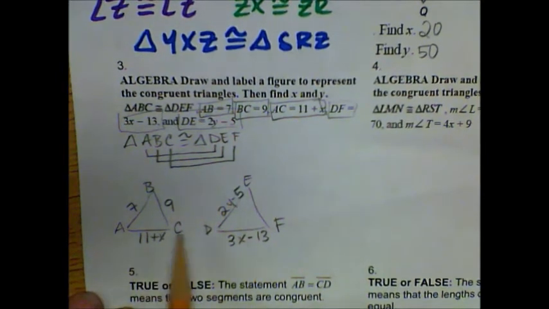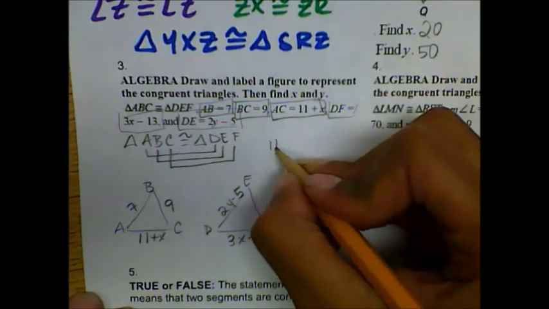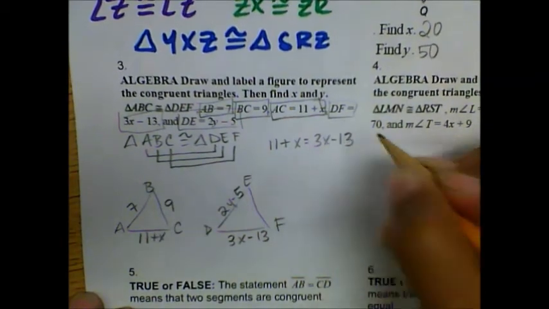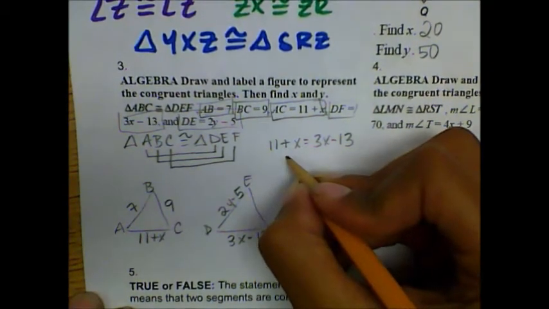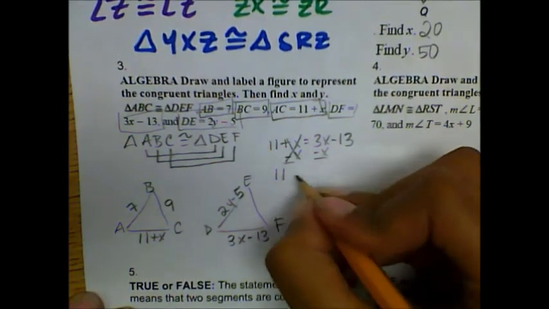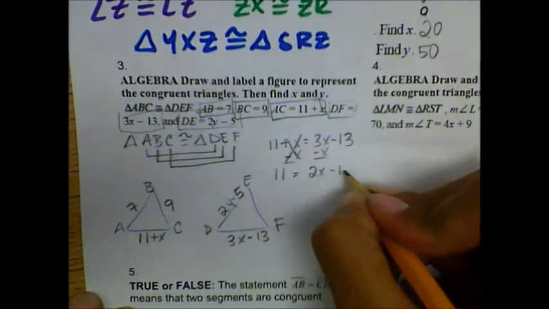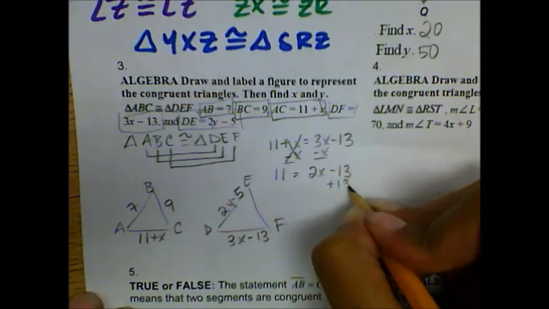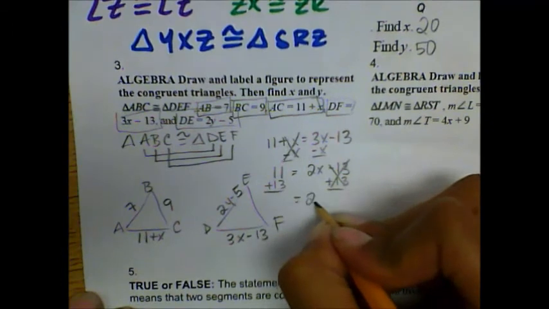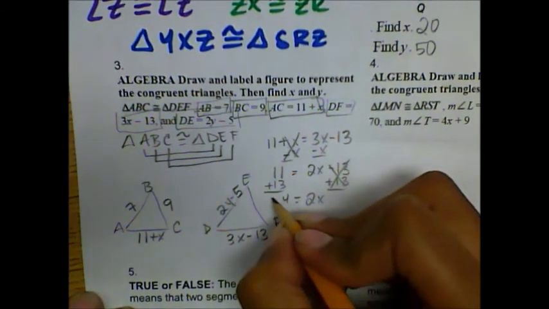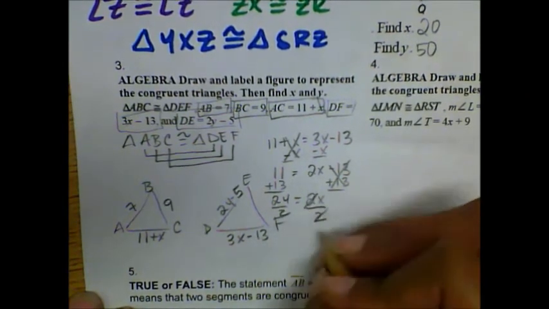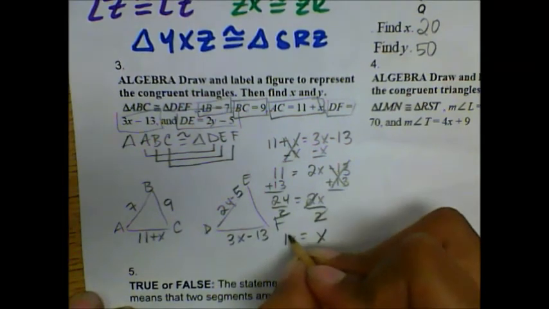Alright, so let's go ahead and do the bottom parts first. We have 11 plus x is equal to 3x minus 13. The first thing I'm going to do is subtract x from both sides. This is going to cancel out, and I'm left with 11 on the left is equal to 2x minus 13. Now I'm going to add 13 to both sides. That cancels out. We're left with 2x equals 24. Now I'm going to divide. That cancels out, and I'm left with x is equal to 12.